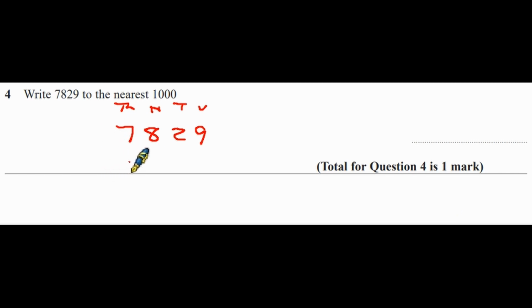If we are going to write it to the nearest thousand, we have to look at the number that is next to the thousand column. In this case, the 8. Because the 8 is 5 or above, we use the rule that therefore rounds up the 7. So to the nearest thousand, we have 8,000.